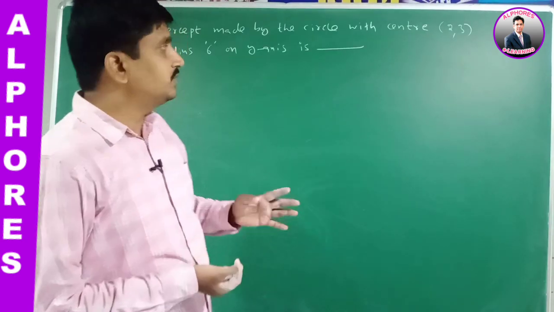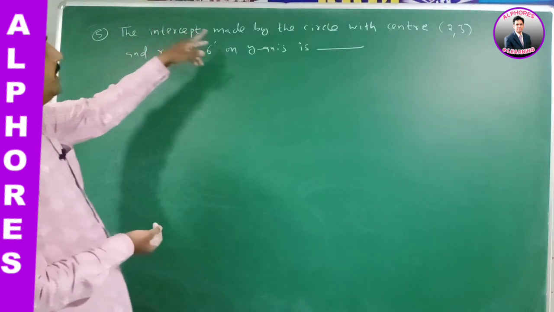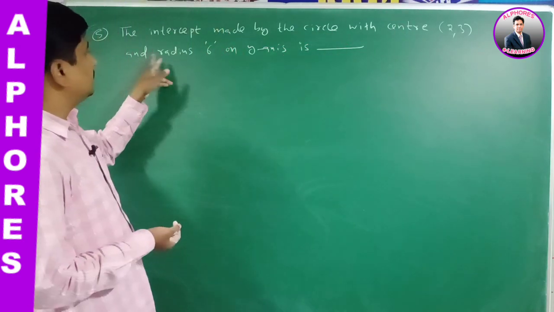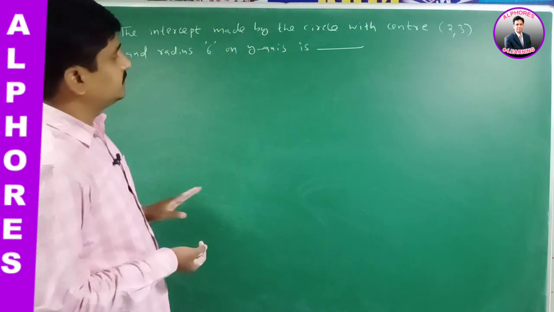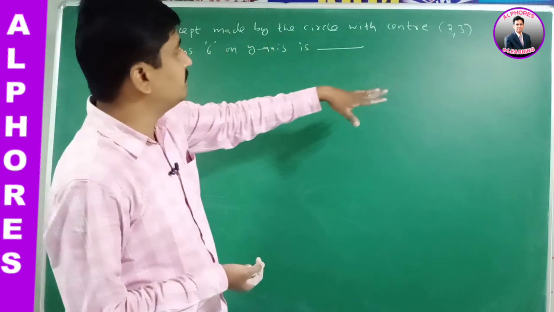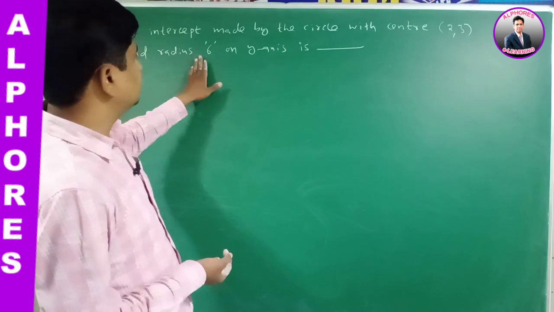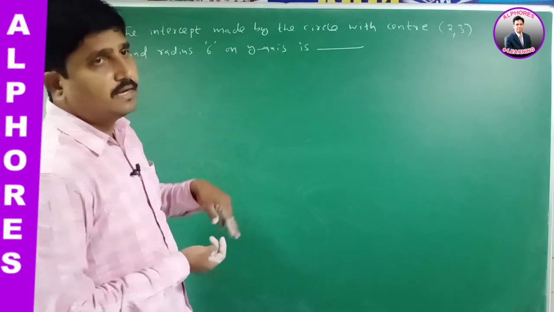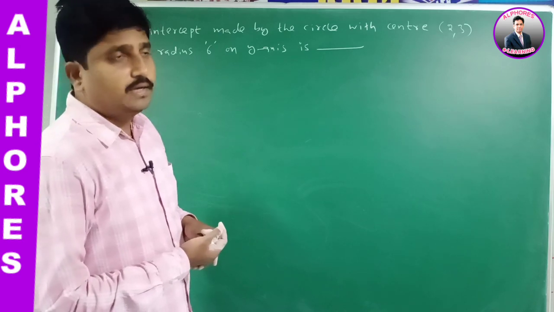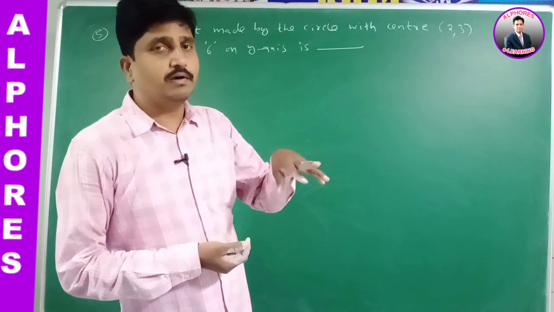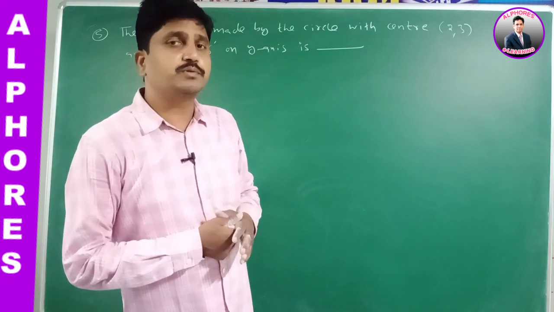So students, next question. The intercept made by the circle with the center (2, 3) and radius 6 on the y-axis is. It means the length of the intercept made by the circle on the y-axis. We have a formula for this: 2 times the square root of f squared minus c.